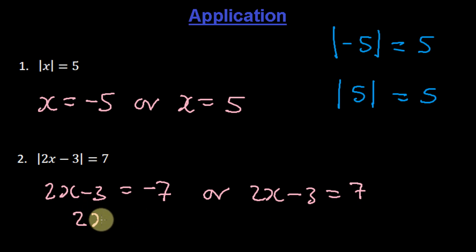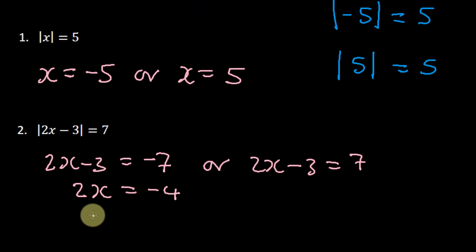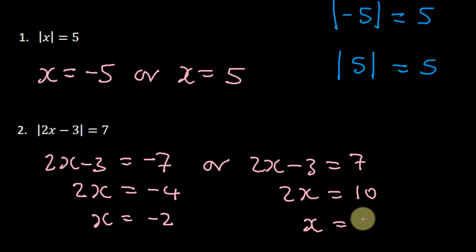So here we're going to have 2x equals negative 4, and of course x will equal negative 2. And here we're going to have 2x equals 10 and x is equal to 5. So our two answers then are x is negative 2 or x is 5.